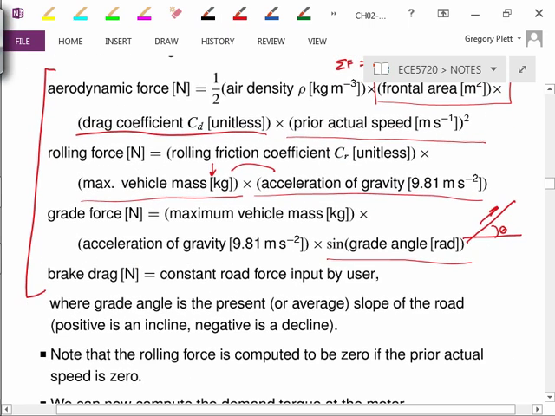The rolling force here is computed to be 0 if the prior actual speed is 0. If I'm not actually rolling, it's only when I'm rolling that there is this frictional force in the model.